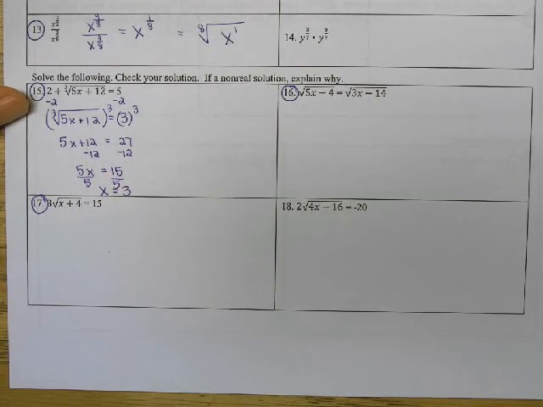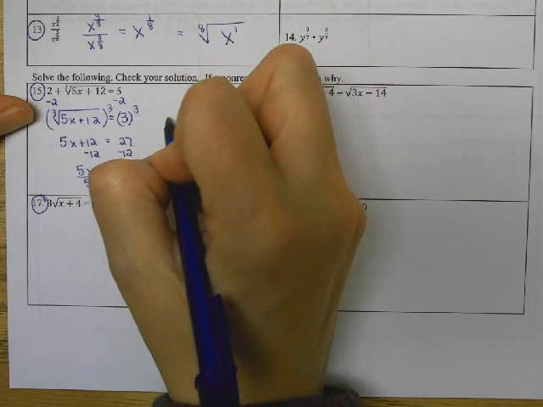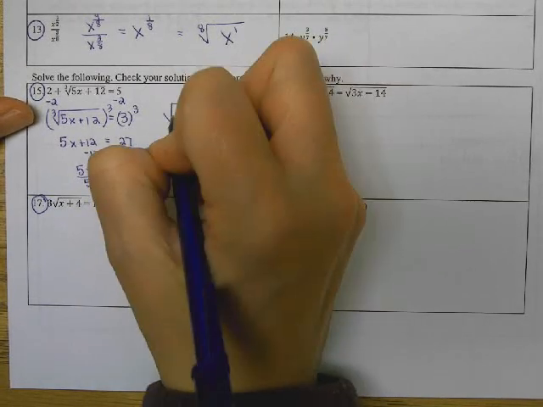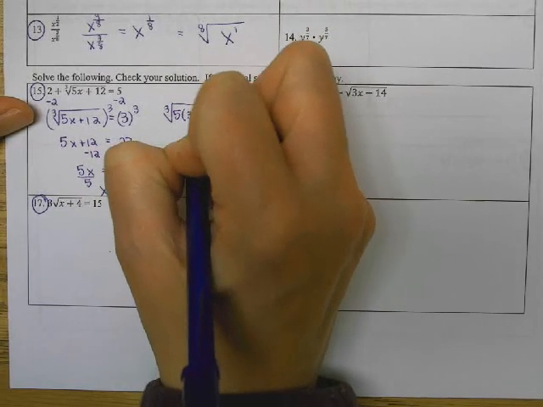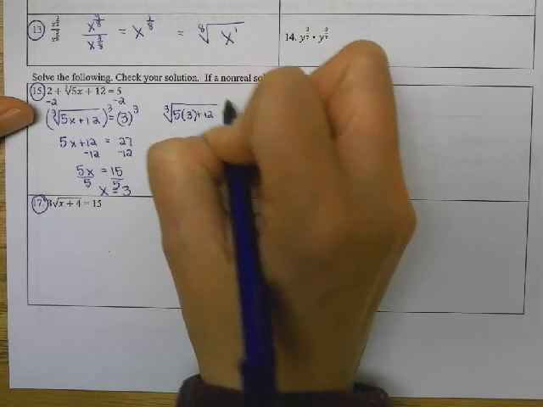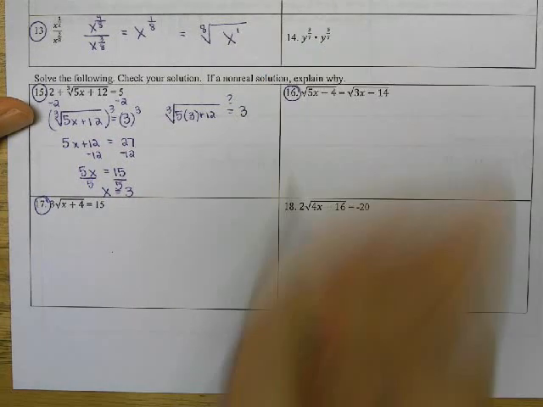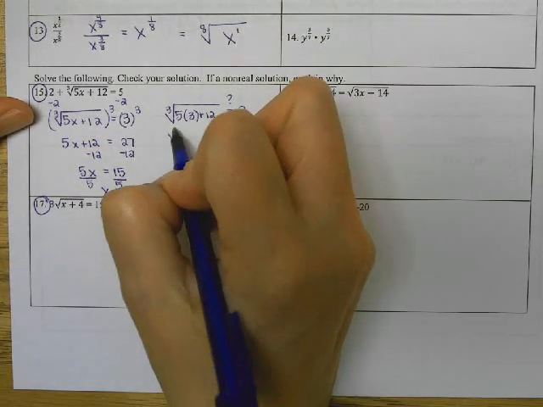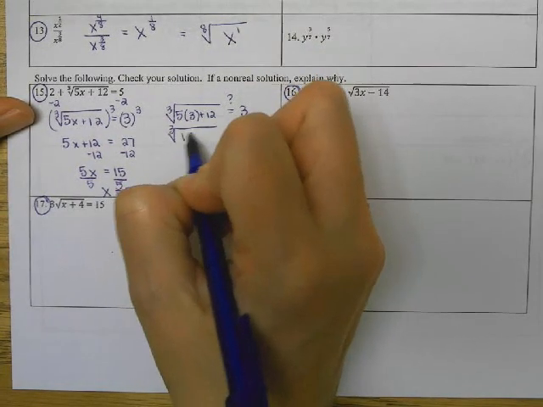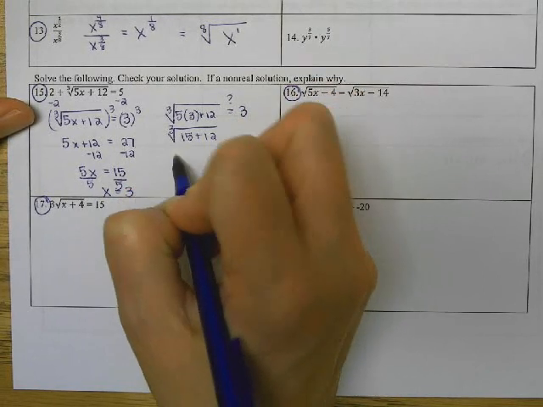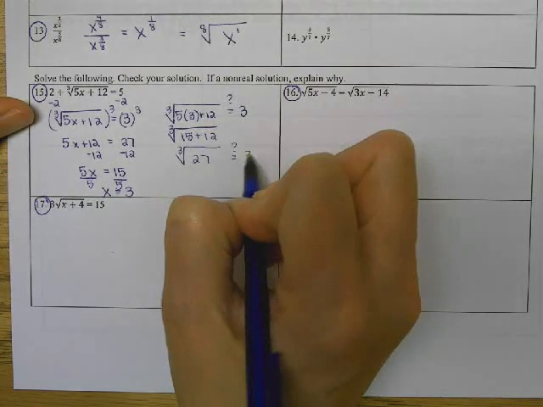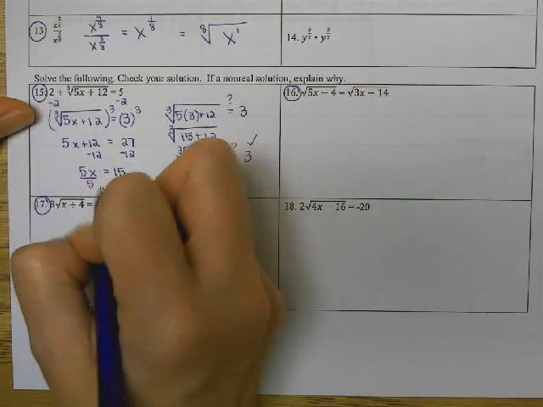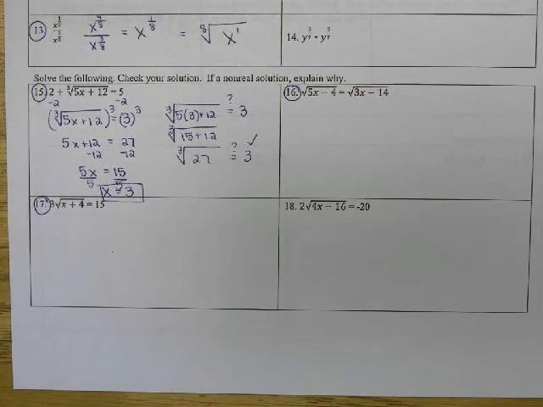But again, we really want to check that to make sure that it works. So I'm going to go ahead and say cube root of 5 times 3 plus 12, is that equal to 3? So I have the cube root of 15 plus 12. So the cube root of 27, is that 3? Yes. So my answer works.